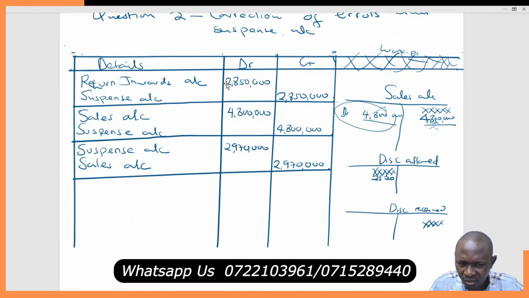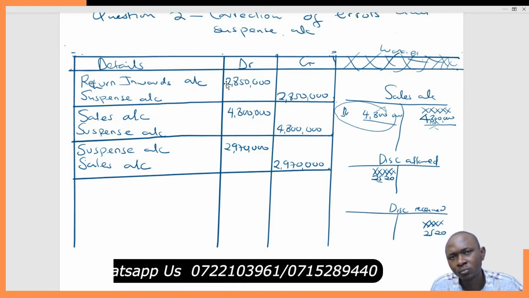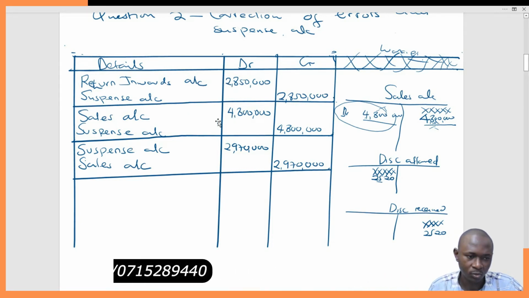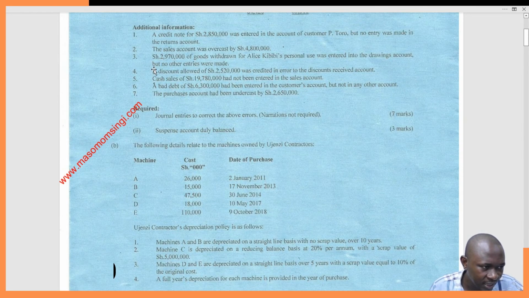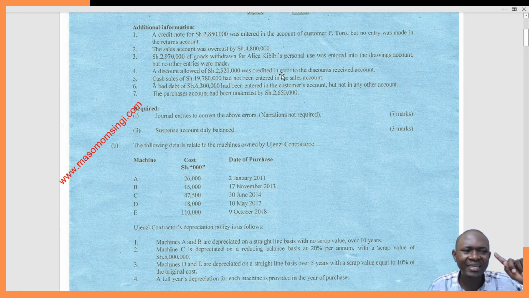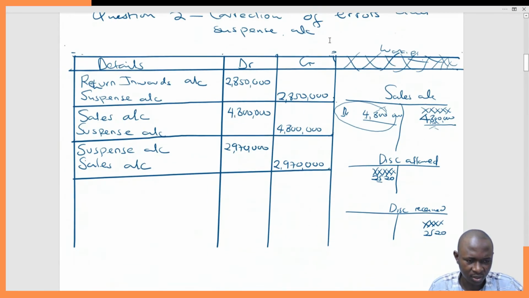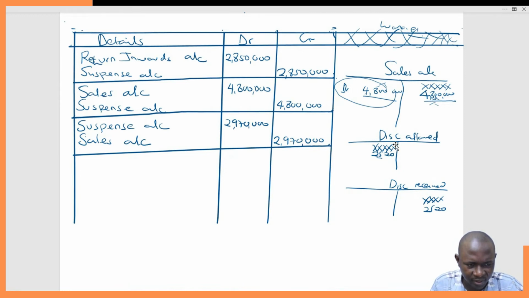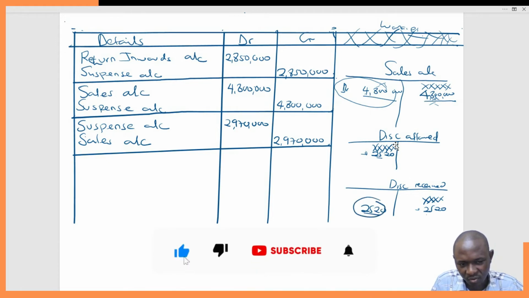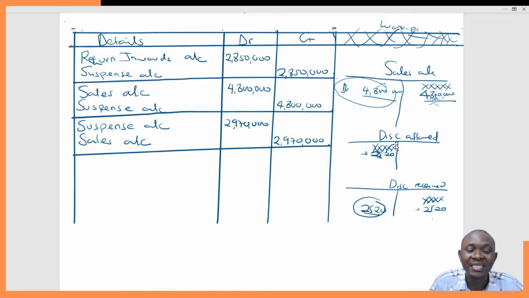But instead of recording it here, it was recorded where? Here. So instead of recording it here, it was erroneously recorded here. So what are you supposed to do? Number one, to remove this. How do you remove this? By debiting this amount so that this amount can cancel this one out. And then number two, we are now supposed to record it here.